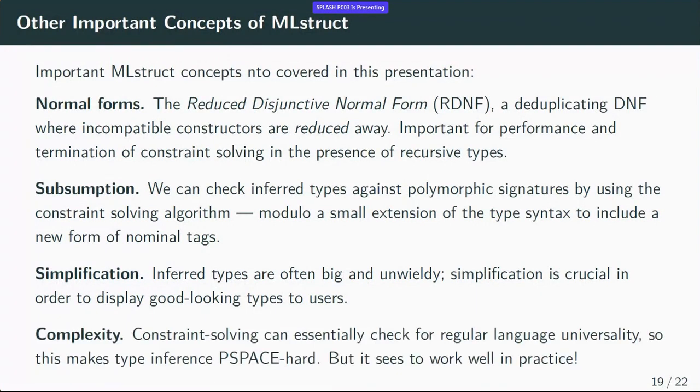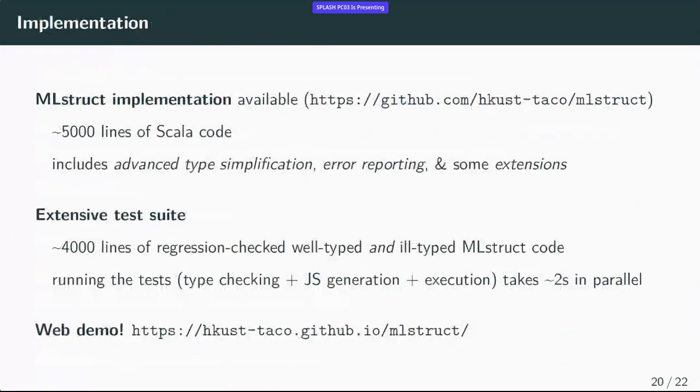And it's natural to ask, what's the complexity of this? Well, as often, it's bad for this kind of type systems. And so it happens to be PSPACE-hard because you can basically encode comparisons between regular languages using unions, intersections, and recursive types, right? But in practice, it turns out to work well. We have a lot of tests, several thousand lines of tests of MLstruct code, and it just works out nicely without pathological cases for what we tried.